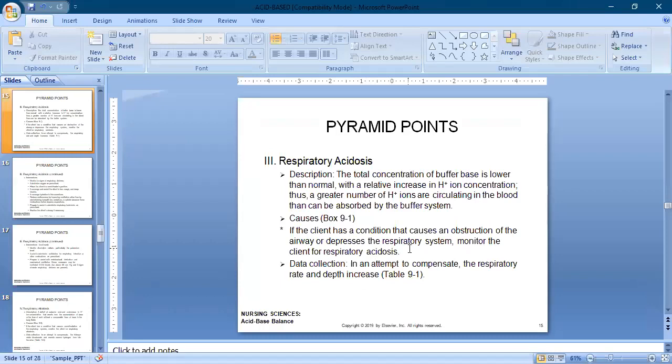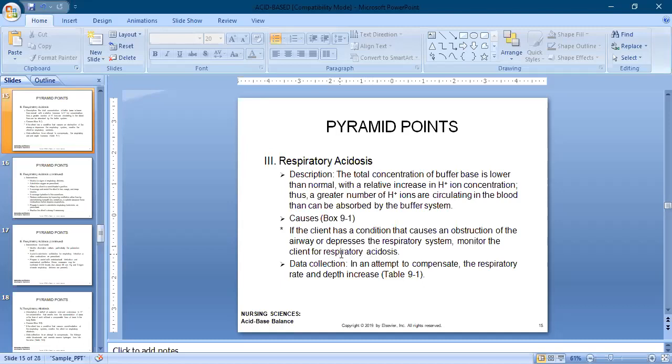So as I told you, if a patient has any kind of acid-base imbalance or blood gas analysis imbalance, we have to monitor the respiratory system carefully, because the lungs play an important role in making a balance. If a client has a condition that causes an obstruction of the respiratory system, like asphyxia or aspiration, or if your patient has an obstruction like COPD or bronchial asthma, obstruction of the airway or depressed respiratory system, monitor the client for respiratory acidosis, right? And also we have to collect the data.